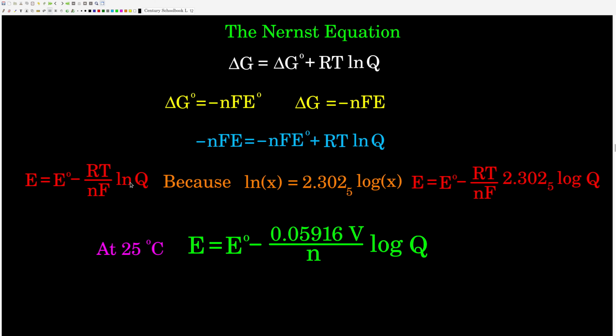But once more, we're going to use log base 10. So we have E equals E0 minus RT over NF times 2.3025 log base 10 of Q. And then once more, at 25 Celsius, we can plug in the constants and the temperature, and this ends up being E equals E0 minus 0.05916 volts over N, which is the number of moles of electrons transferred, times the log of the reaction quotient, Q. Now, we'll see this in just a second, but just real quick, notice that this is the Nernst equation. At equilibrium, E is equal to 0, and Q becomes K. And so we can say E0 equals 0.05916 over N log of K.